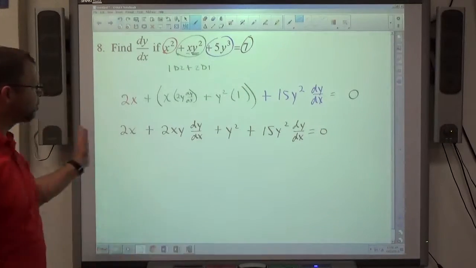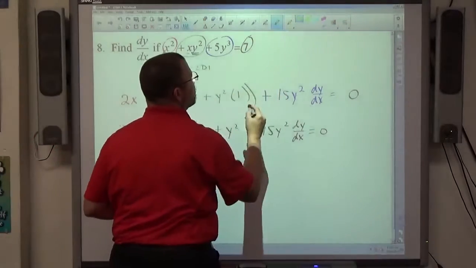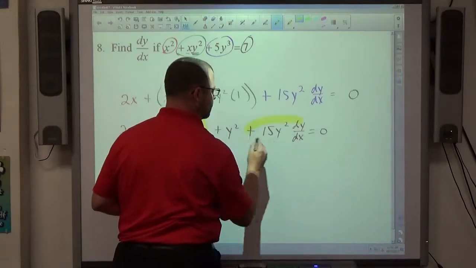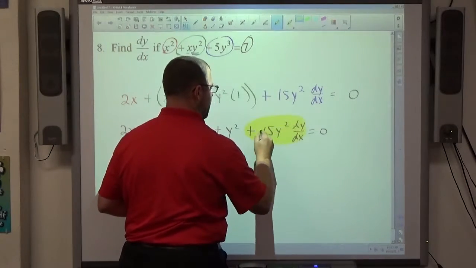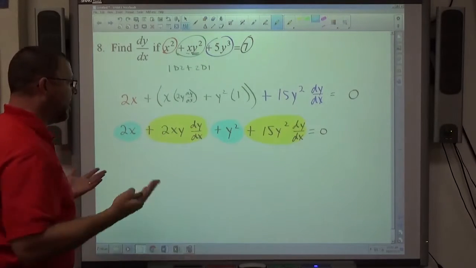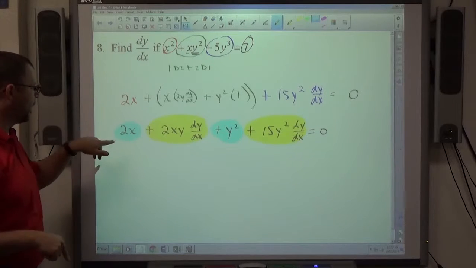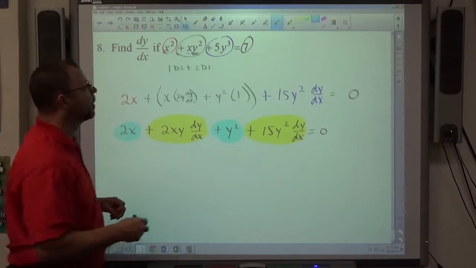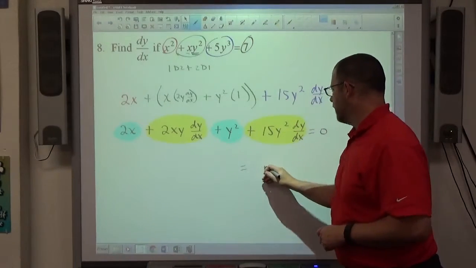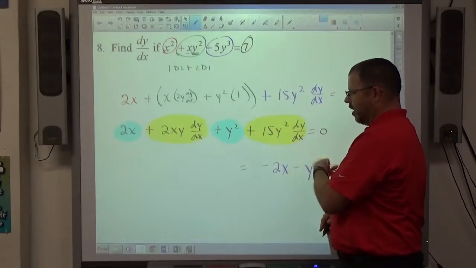Okay, and once you get the problem as pretty as possible, there's no parentheses, just a bunch of terms. Some of the terms contain dy over dx, and some of the terms don't. I need to separate those, so I'm going to keep the dy dx terms right where they're at. I'm going to move the two blue highlighted, 2x and y squared, over to the right. So what's going to happen on the right-hand side is equals negative 2x minus y squared. Just basic algebra, you move something across the equal sign, you change its sign.